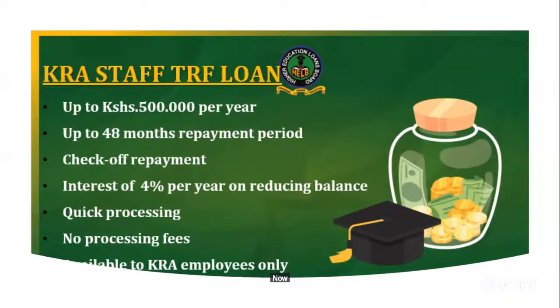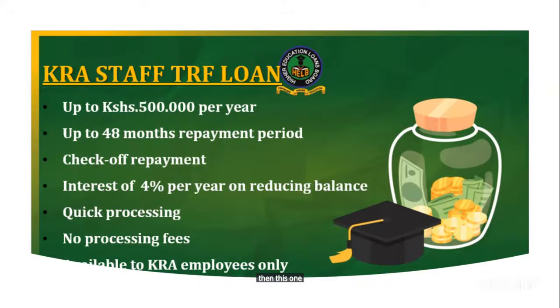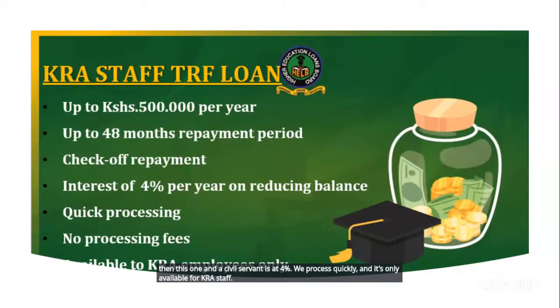Now, for KRA, again, 500 per year. Again, for a 48-month repayment period, and it's on check off again, as I had said for the previous two. 4% is also on this one, so I hope you're noticing the difference when it comes to interest. Jielimishe is at 10%, then this one and civil servant is at 4%. We process quickly, and it's only available for KRA staff only.